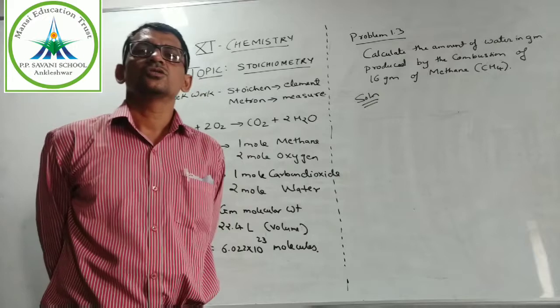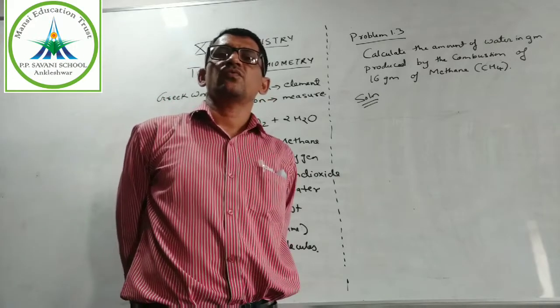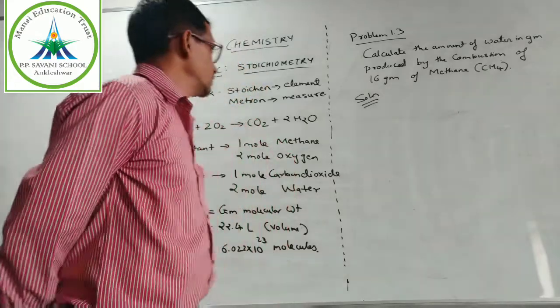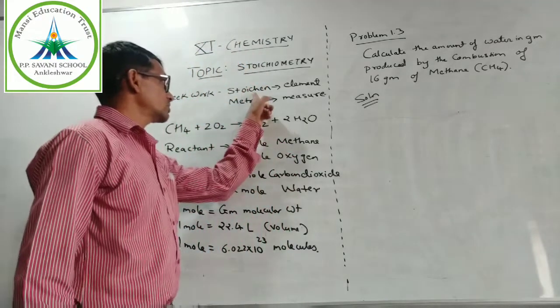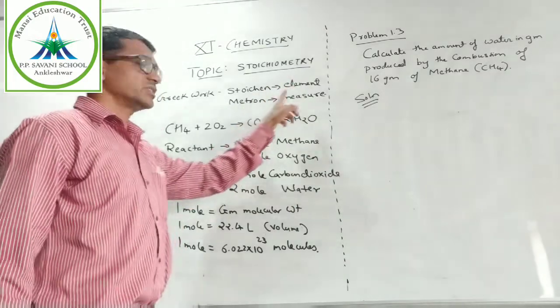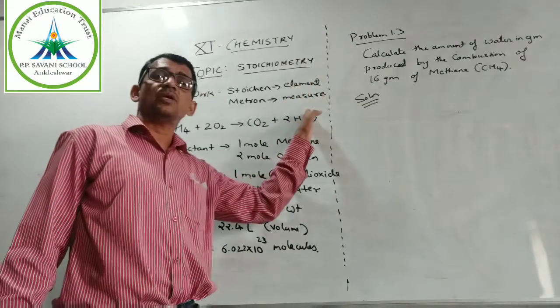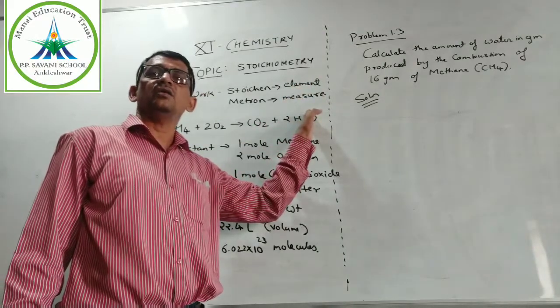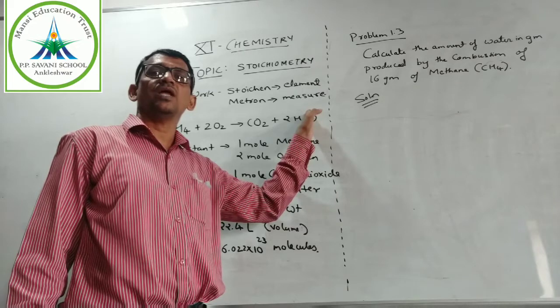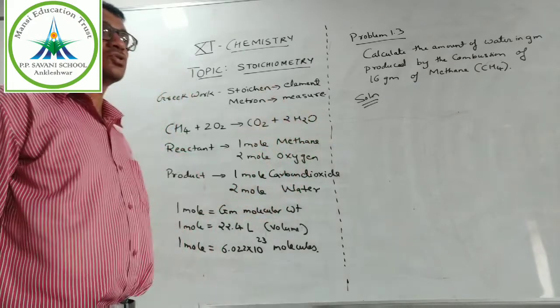The word stoichiometry is obtained from the Greek word stoichion. Stoichion means element and metron means measurement. So it is nothing but the measurement of elements, or the amount of an element present in a compound can be found with the help of stoichiometry.